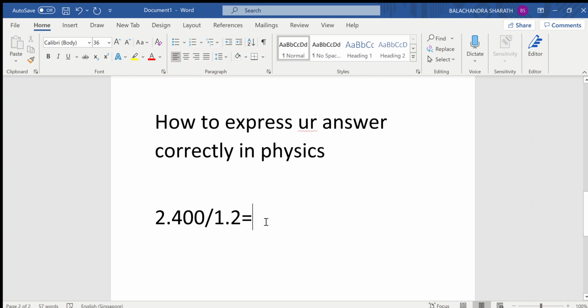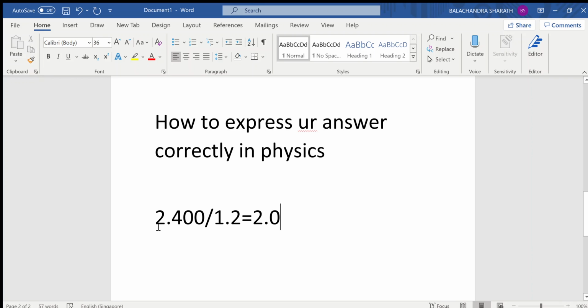So when I express my answer, I have to express it in the lowest number of significant numbers that my multiplicand has. So in this case, the lowest number of significant numbers is in 1.2, which only has 2 significant numbers. So I have to express the answer as 2.0.